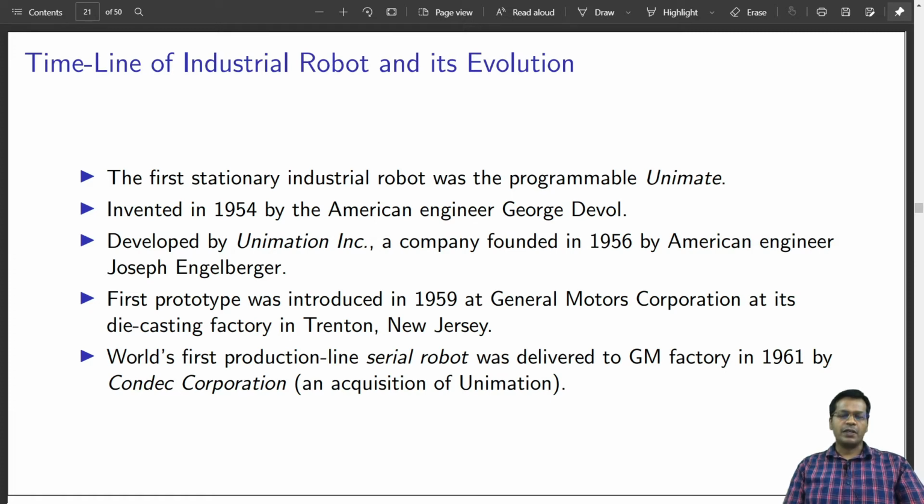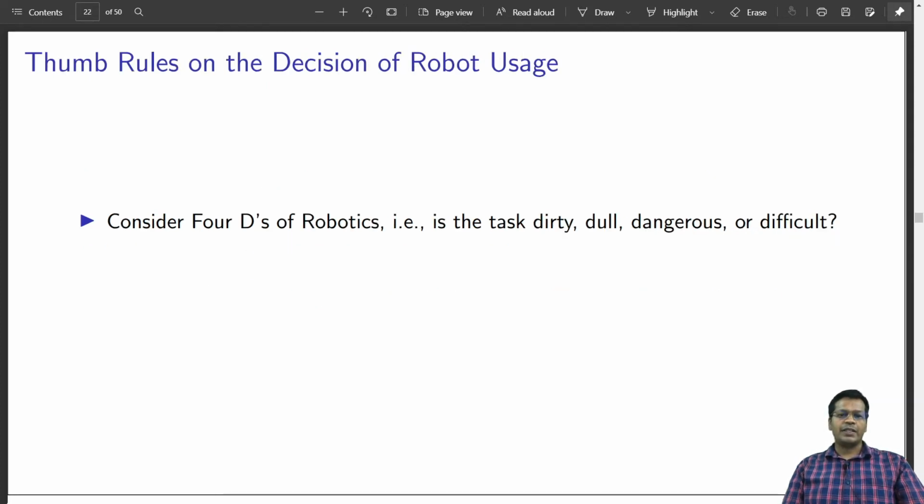Now, given a robot, should we go and use it anywhere we feel like? No. We should not take up a robot for any general task. Let us consider the 4 D's of robotics, which say you should apply a robot only for tasks which are dirty. That is the first D.